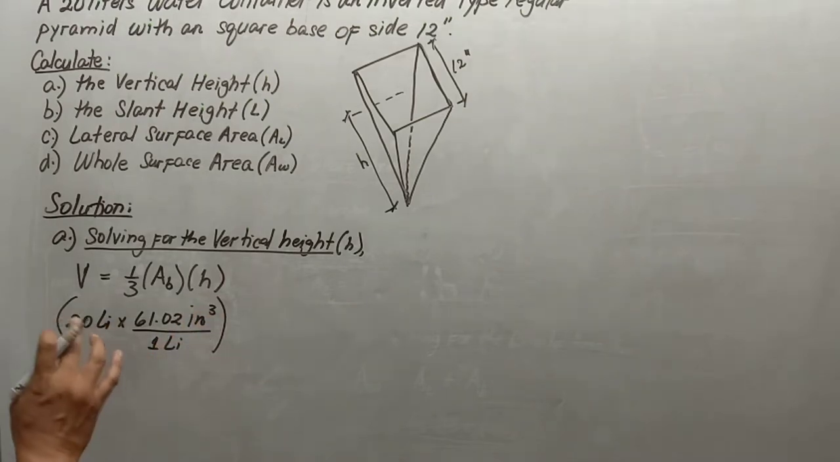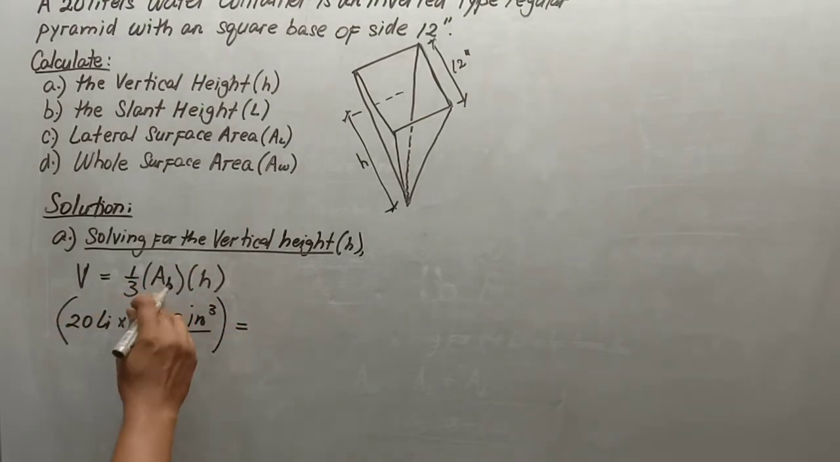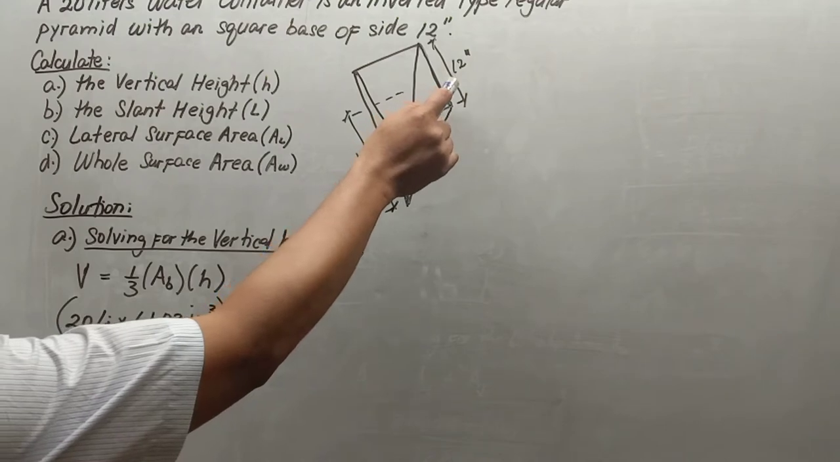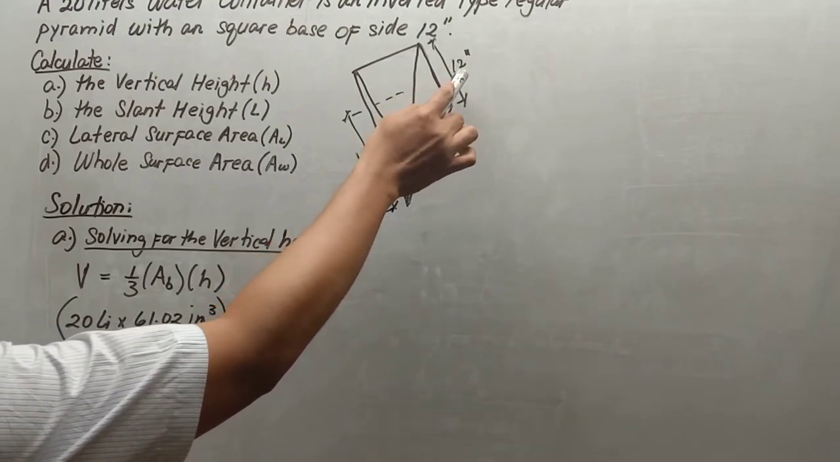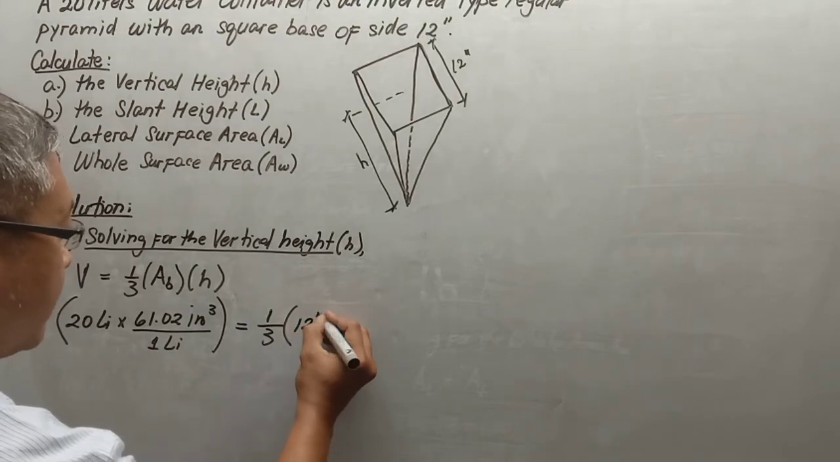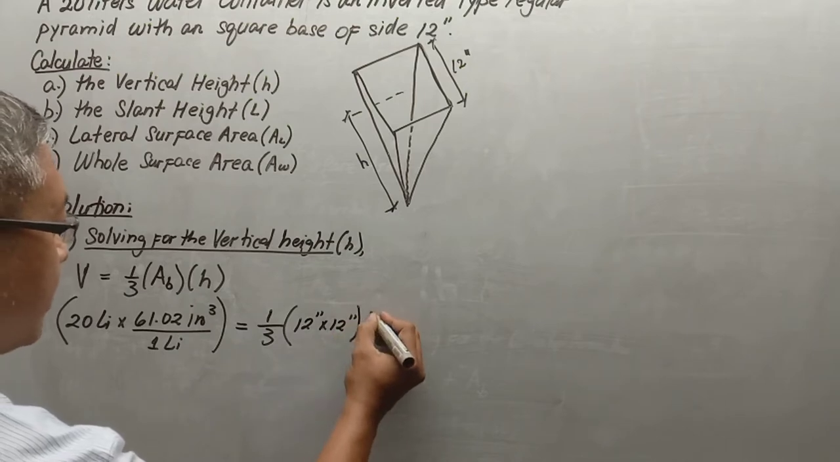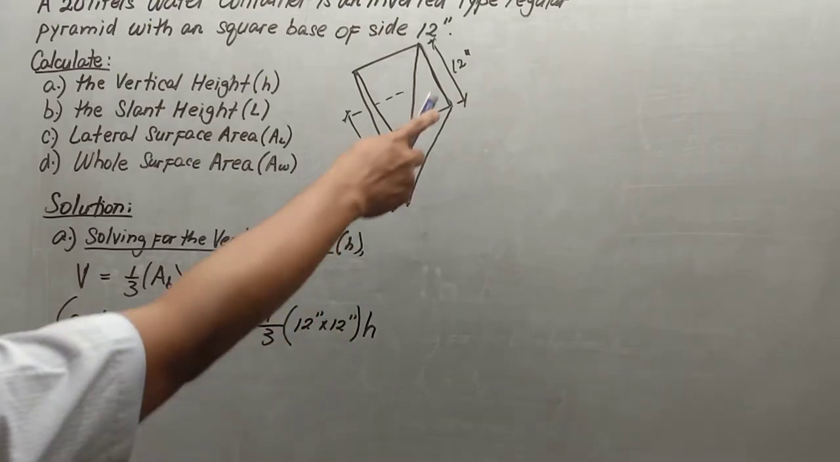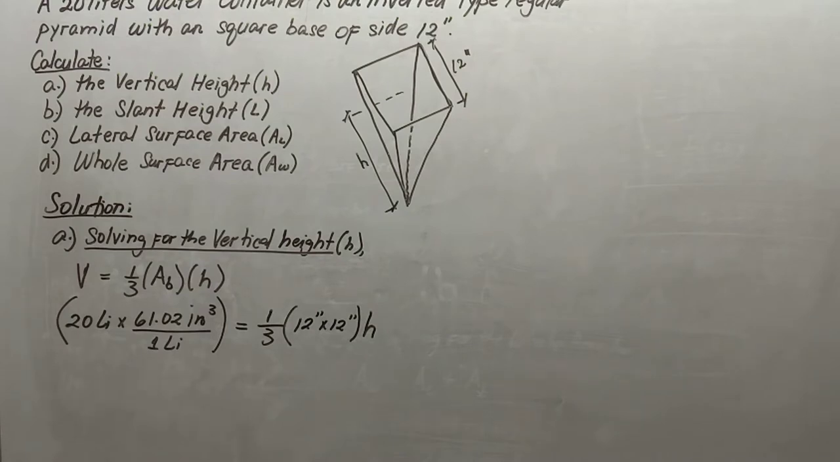And then equate this volume to the equation, which is equal to 1/3 times how much is the area of the base, guys? It's a square base, okay? So the length of the side is equal to 12 inches. So the area will be 12 inches times 12 inches, times the vertical height, which is unknown, okay? This is the area of the base, 12 by 12. So to simplify it further, guys, the liters cancel, and then the remaining will be in terms of cubic inches.